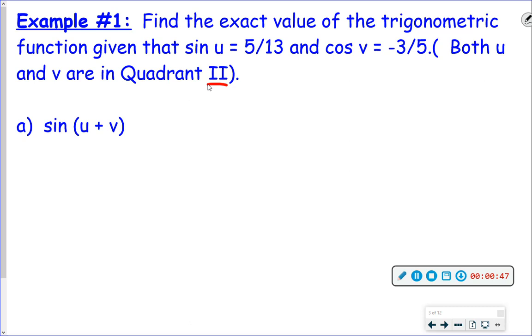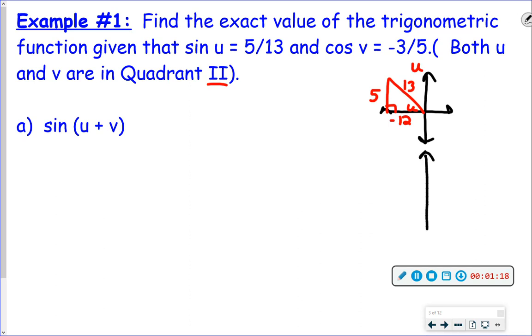So off on the side here, and you can do the same on your homework, I'm just going to draw a picture for u, and then I'm going to draw v. I'm going to do u in red. And I'm just going to label u above it. Okay, and they tell us the sine of u is 5/13. So you know opposite over hypotenuse. Your missing side, you could do Pythagorean theorem, or of course this is a triple, 5, 12, 13.